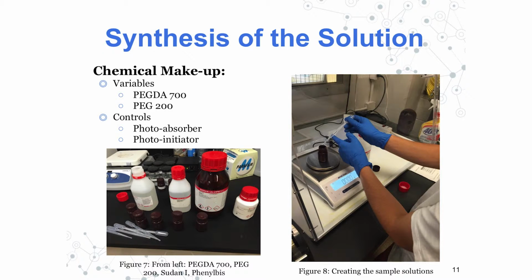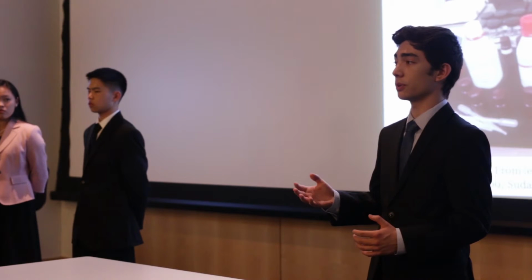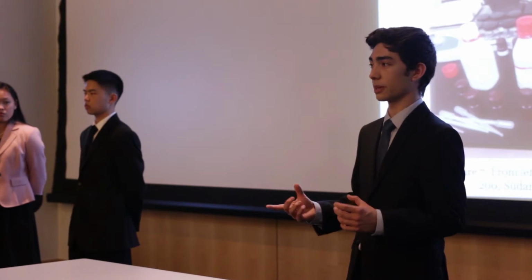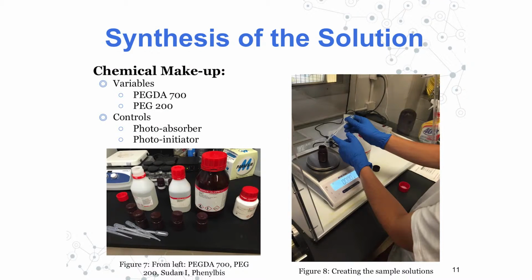So, briefly, as just mentioned, the first two chemicals were PEG-DA 700 and PEG 200. These are the two primary polymers of our solution, and these are the two experimental variables that we chose to alter to see which ratio would be best for our experiment, which we'll explain shortly. The other two were controls. We kept the photoabsorber and photoinitiator at strict weight percentages of the entire solution, where photoabsorber was 2% of the entire solution by weight, and photoinitiator was kept at a strict 0.06%.